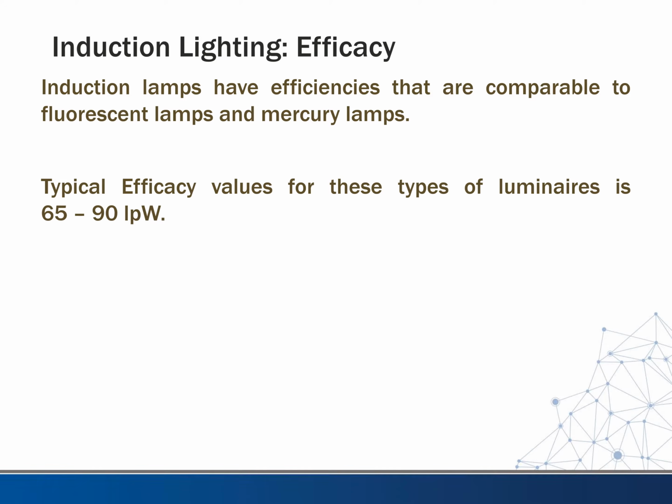As far as efficacy, induction lamps have efficiencies that are comparable to fluorescent lamps and mercury lamps. Typically, they're in the range of 65 to 90 lumens per watt. So not out of this world, but they are pretty good.